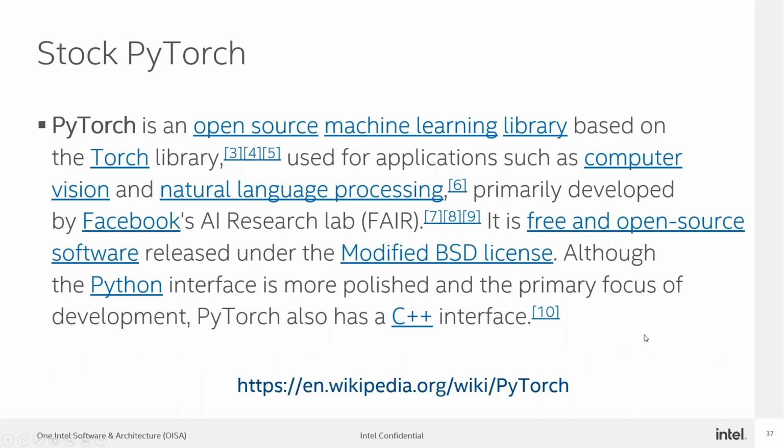PyTorch is an open source machine learning library based on the Torch library, which is used for applications such as computer vision or natural language processing. It is primarily developed by Facebook, and it is free and open source software under a modified BSD license. Although the Python interface is more polished, you can also use the C++ interface for deployment. Similarly, we also provide a Python interface and a C++ interface for IPEX, Intel extension for PyTorch.